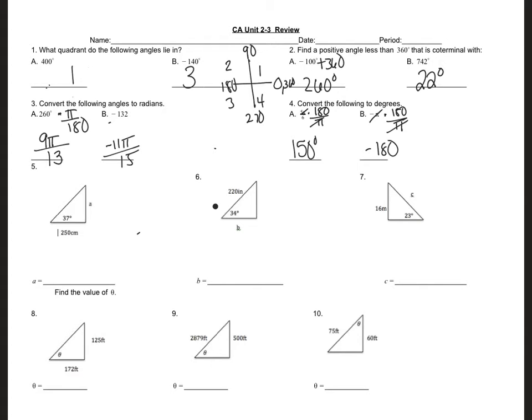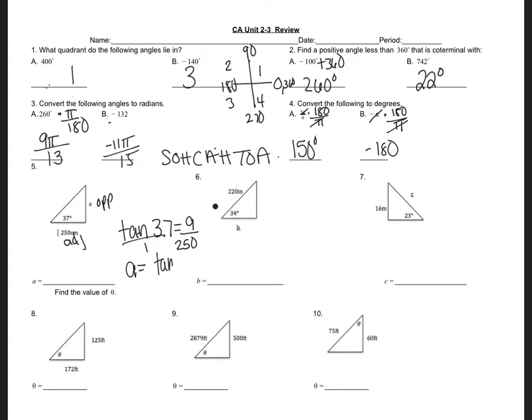All right, so we're going to solve for A. So this is the angle, that's opposite, this is adjacent. So if we write our acronym, SOHCAHTOA, this is going to be tangent. So the tangent of 37 is A over 250. Put a 1 underneath. A is going to equal tan 37 times 250. So in my calculator, 250 times tangent 37, that gives me approximately 188.4.